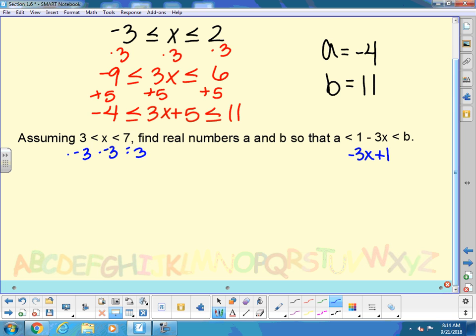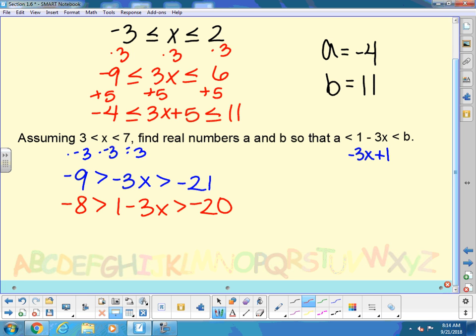Signs flip, right? Do you remember to flip your sign? -9 greater than -3x greater than -21. And then I'm going to add 1 to everything. So it'll give me a -8. It'll give me a 1 minus 3x, or you could write -3x plus 1. And if I add 1 to this, it's going to be -20. And then you'll know if you forgot to flip your signs because your inequality symbols will be pointing the wrong way. They'll be pointing at a number that's larger, and they should be pointing at a smaller number.